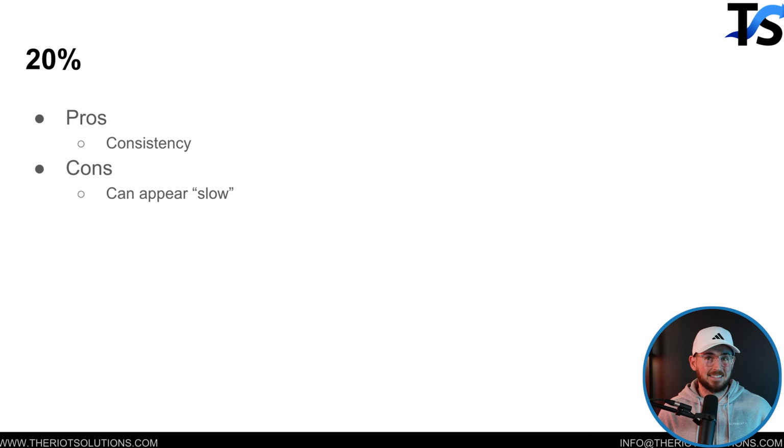Cons to it though, is that it can appear slow. Like 20% up or 20% down on $100 a day is literally only $120 if you're doing 20% up one day. If you start with a smaller budget like $10 a day, 20% is only $2. So it can appear slow, and that's why a lot of people steer away from it.